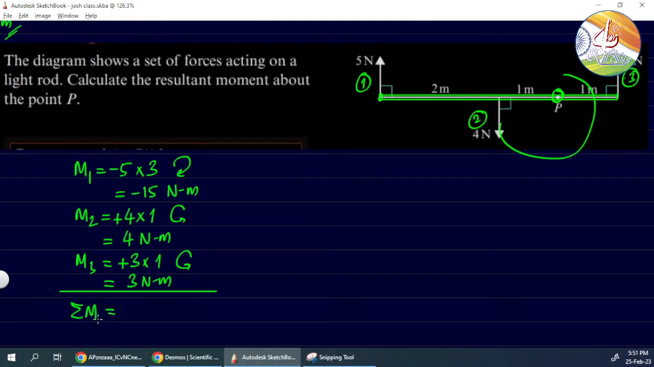Now to add all these, we can just call it the sum of all the moments about point P. So minus 15 plus 4 plus 3, 4 plus 3 is 7, 7 minus 15 is minus 8 Newton meter. Minus means that it is acting in clockwise direction.